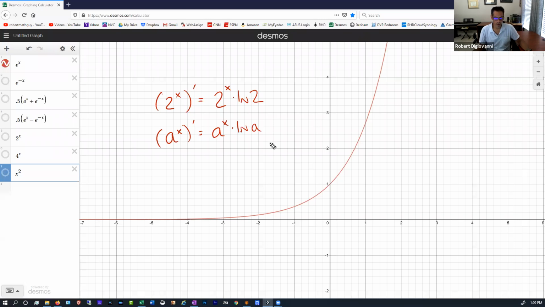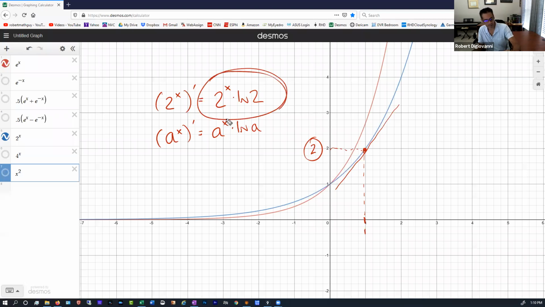So let's put 2 to the x back up here. This blue one here, if we were to plug 1 into this function, the y value would be 2 to the 1, which is 2. But if we get the slope of the tangent line there, we would have to plug 1 into the derivative, and that would give us that the slope is 2 times natural log 2, which is not 2. It's a little bit off.